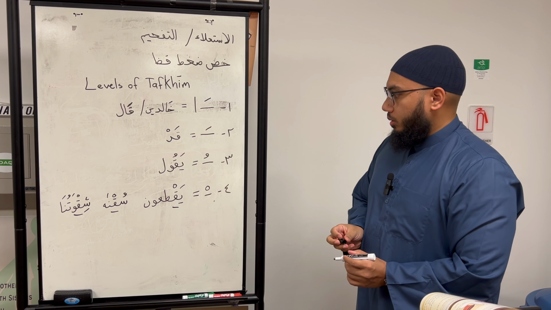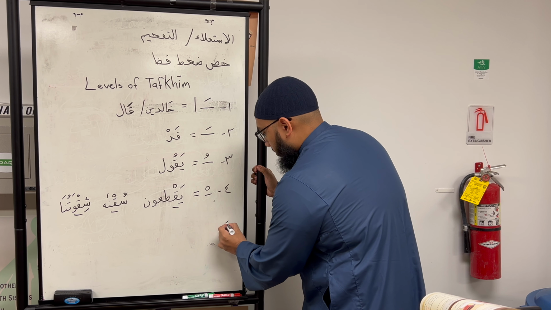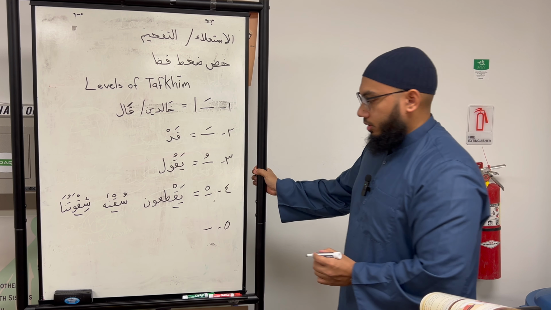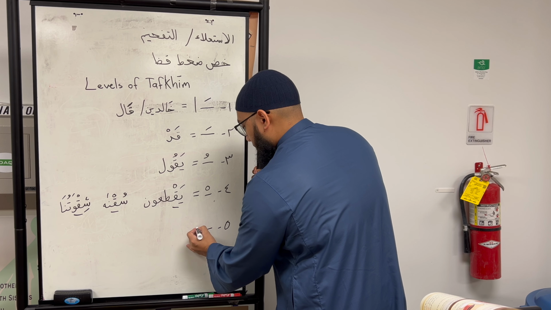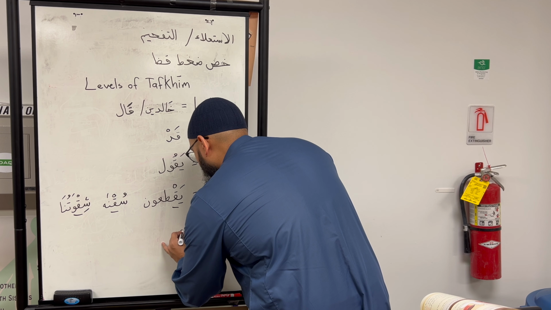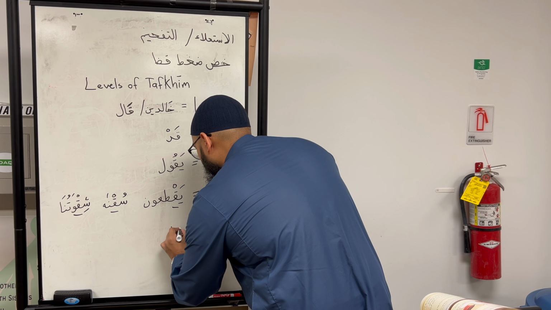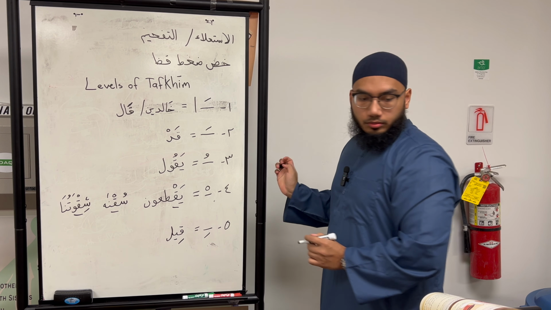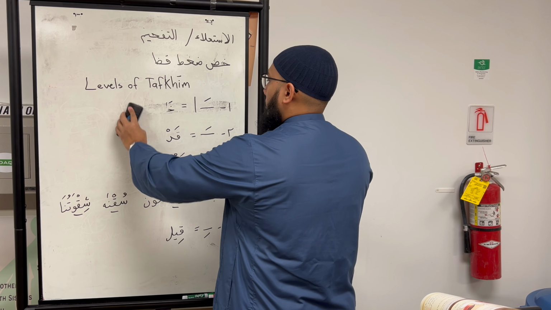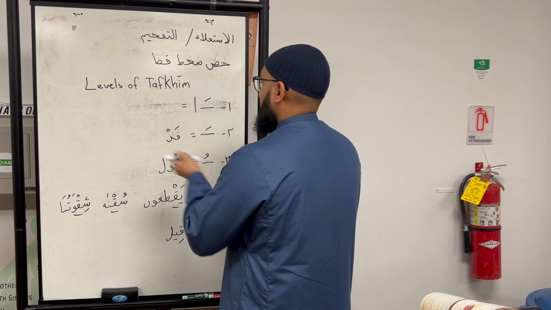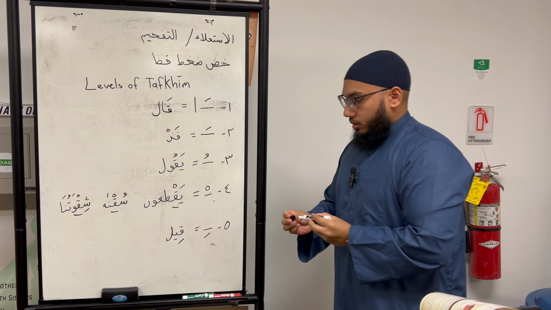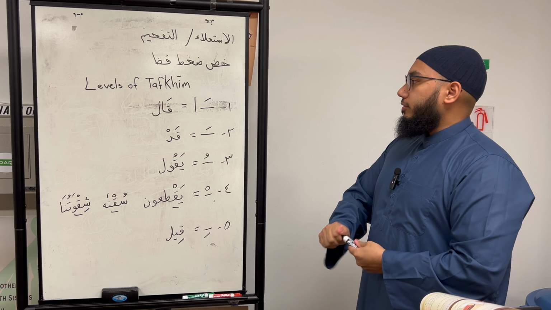Okay. Number 4, and lastly, number 5. Who can guess? Kasra. Kasra. That's the least level. Qila. Now I will just erase Khalidina because all these examples are with qaf. Alright. So these are the 5 levels of tafkhim.